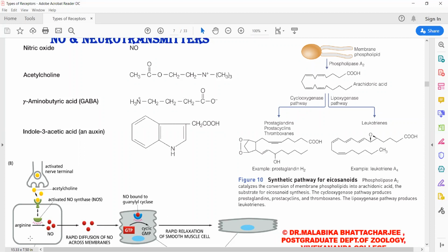If you remember this picture, while I was explaining how nitric oxide is generated, nitric oxide is generated when a signal comes from a neurotransmitter. A very famous neurotransmitter is acetylcholine. You can see the picture of acetylcholine. So when an activated nerve signal releases acetylcholine, and acetylcholine is taken up by a target cell, only then is the signal for generation of nitric oxide induced.